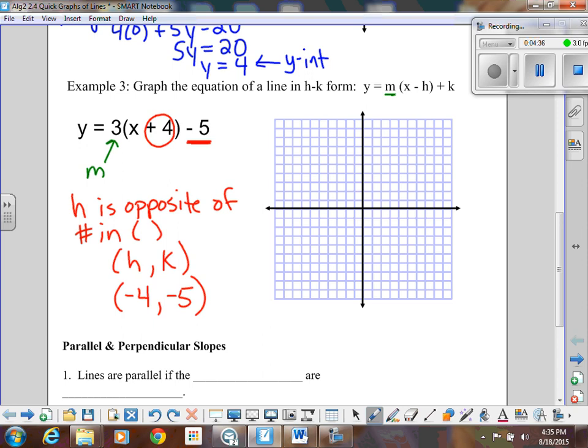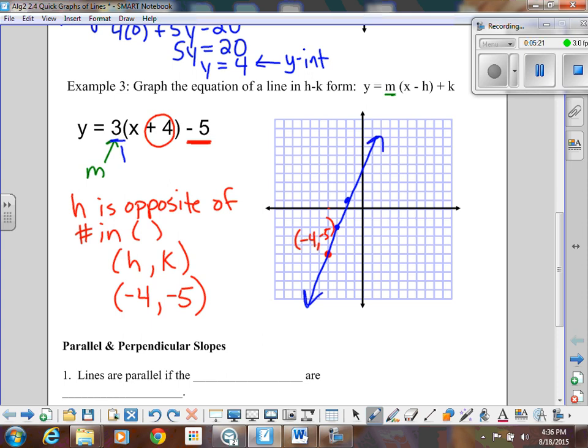So what do we do with that? We're just going to plot that point, -4, -5, plot your hk. So I'm going to go left, 1, 2, 3, 4, and then down, 1, 2, 3, 4, 5. This is the point -4, -5. And then from there, I'm going to count my slope. We said our slope was 3. Keep in mind that's a slope of 3 over 1. That means I have to count up 3, so from that point, 1, 2, 3 over 1. That would be my next point. And then I count up again, 1, 2, 3 over 1.